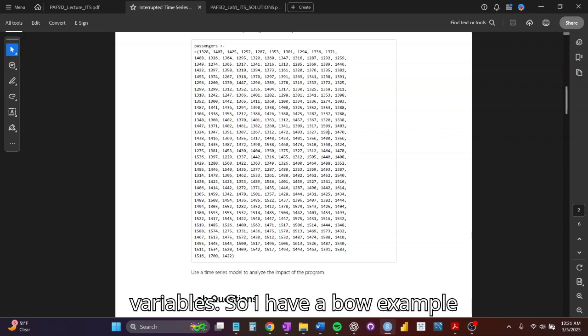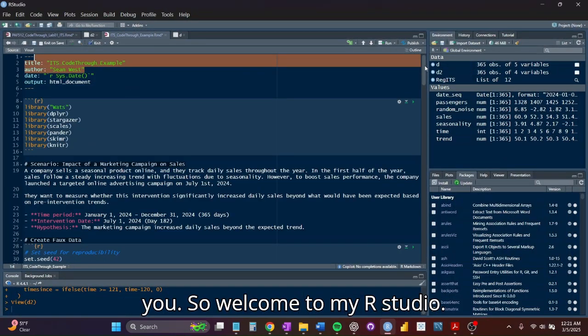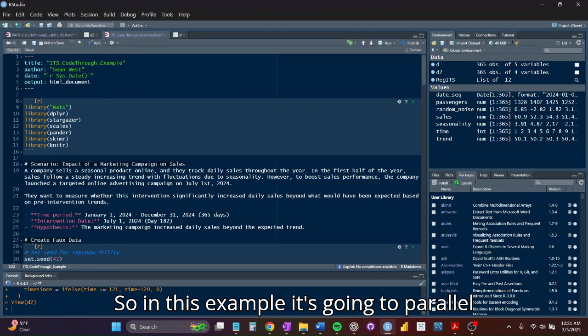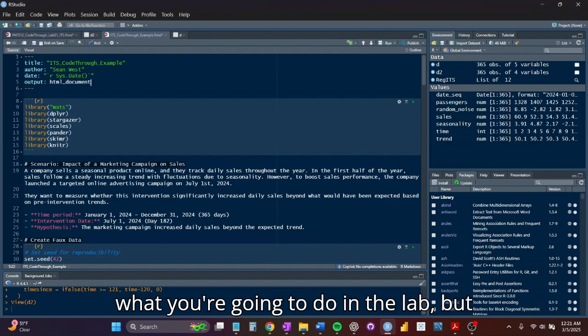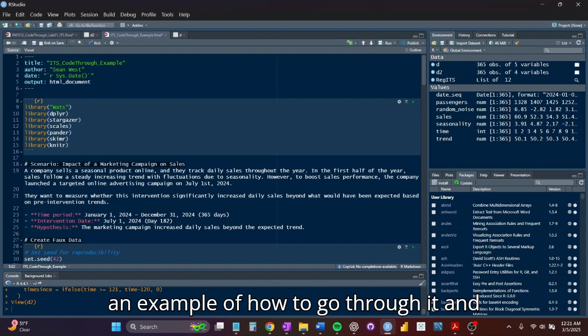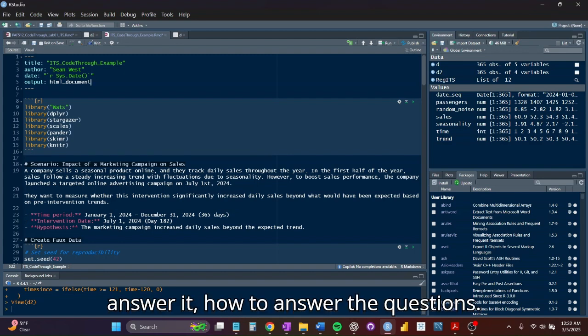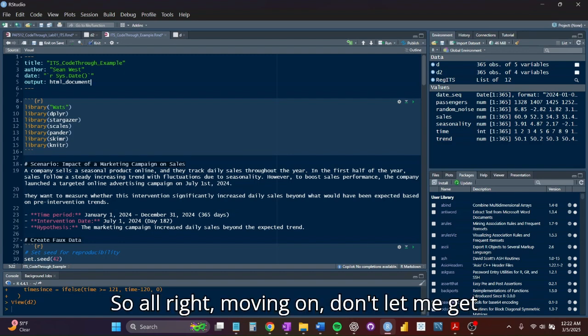So I have a faux example here that I'm going to go through with you. Welcome to my RStudio. In this example, it's going to parallel what you're going to do in the lab, but this is just different data, showing you an example of how to go through it and some of what I expect in terms of formatting, how to structure it, and how to answer the questions.